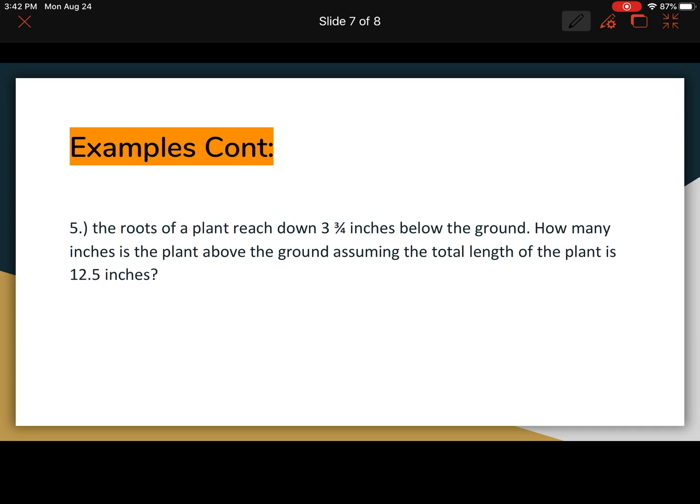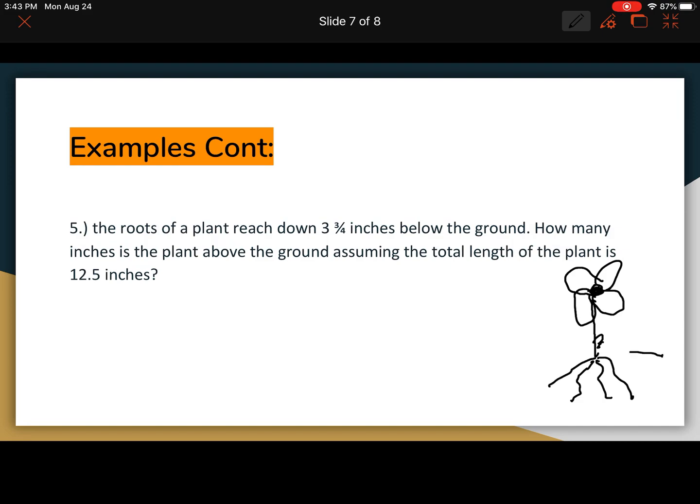Alrighty, and then our final example. So the roots of a plant reach down 3 3/4 inches below the ground. How many inches is the plant above the ground, assuming the total length of the plant is 12.5 inches? So to start off, I'd like to draw a picture on this one. So I'm going to make a little flower right here. You guys can make fun of my drawings all you want, but they get the job done. So we have our little flower. Even give it a little leaf there. We got some roots going into the ground right here.